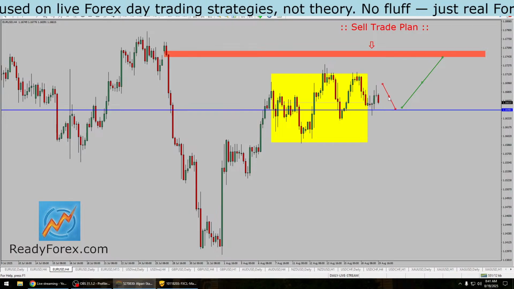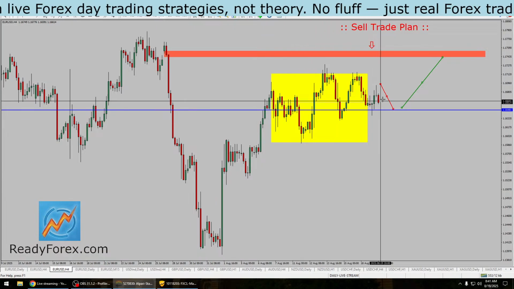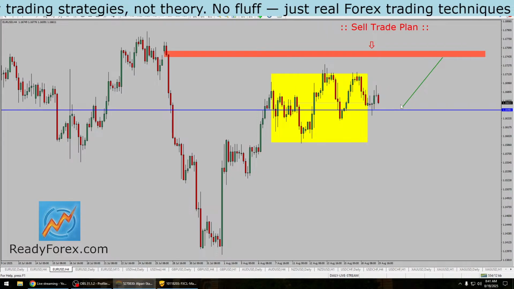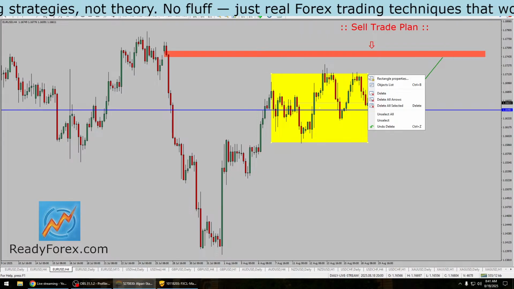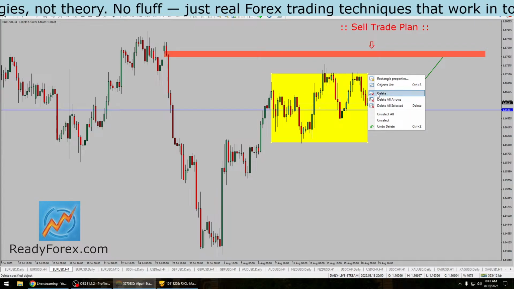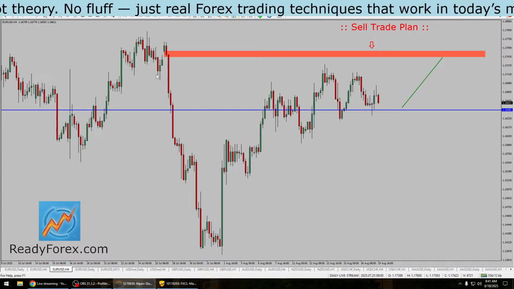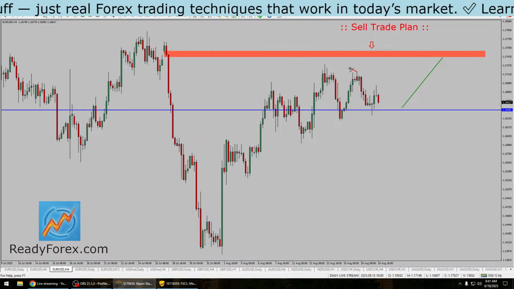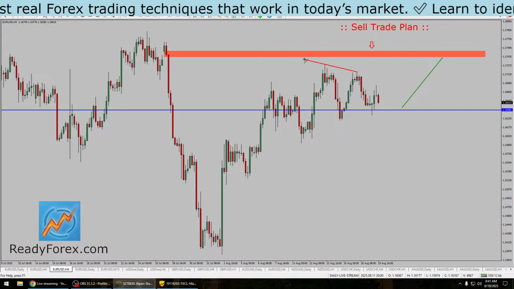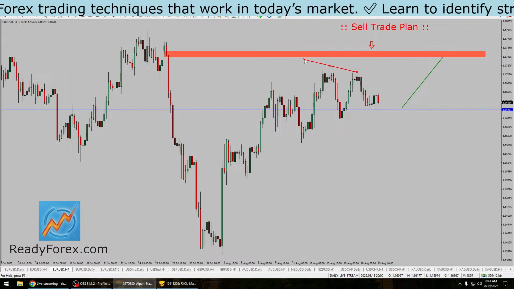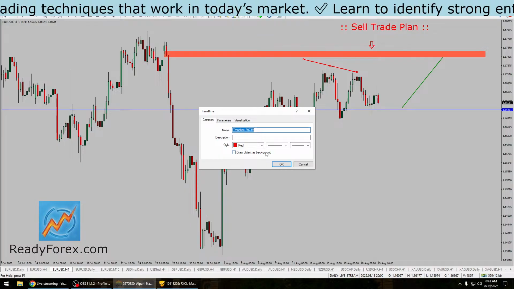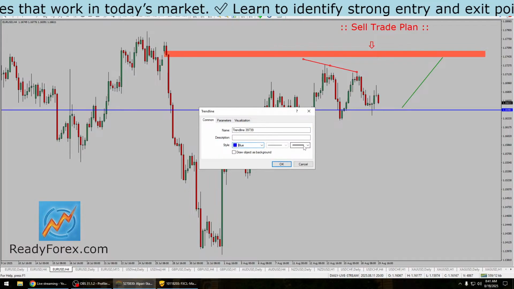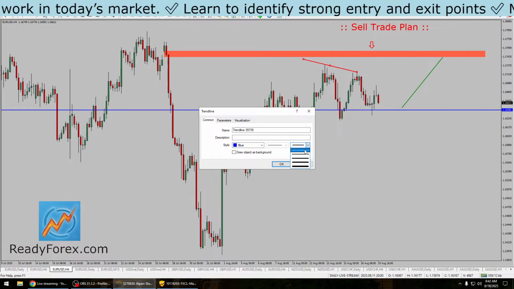Okay, I was looking for a pullback, we got the pullback. Okay, so these things usually break to the upside. Now I'm going to draw some trend lines so you guys clearly see what I'm talking about. Okay, this looks like to me that we're getting a possible triangle scenario over here.